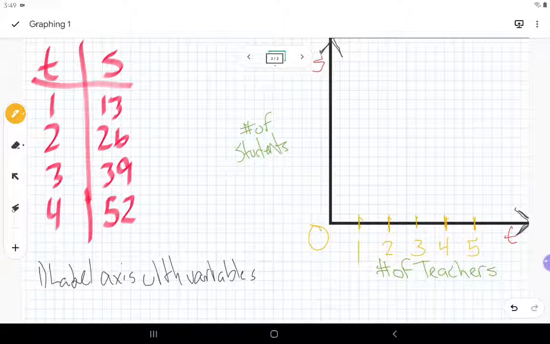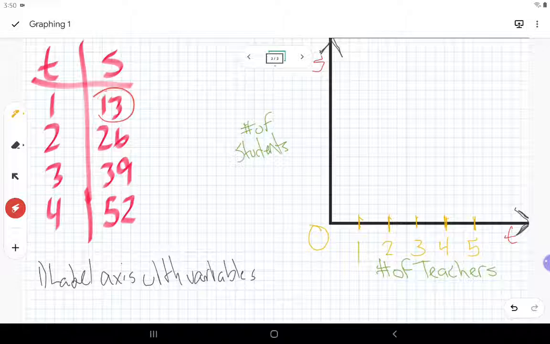Okay? Now I got to do my vertical axis as well, and I'm going to have my scale here. Now I could go up by 1s, but I need to get up to 13, and then 26 and 39 and 52.